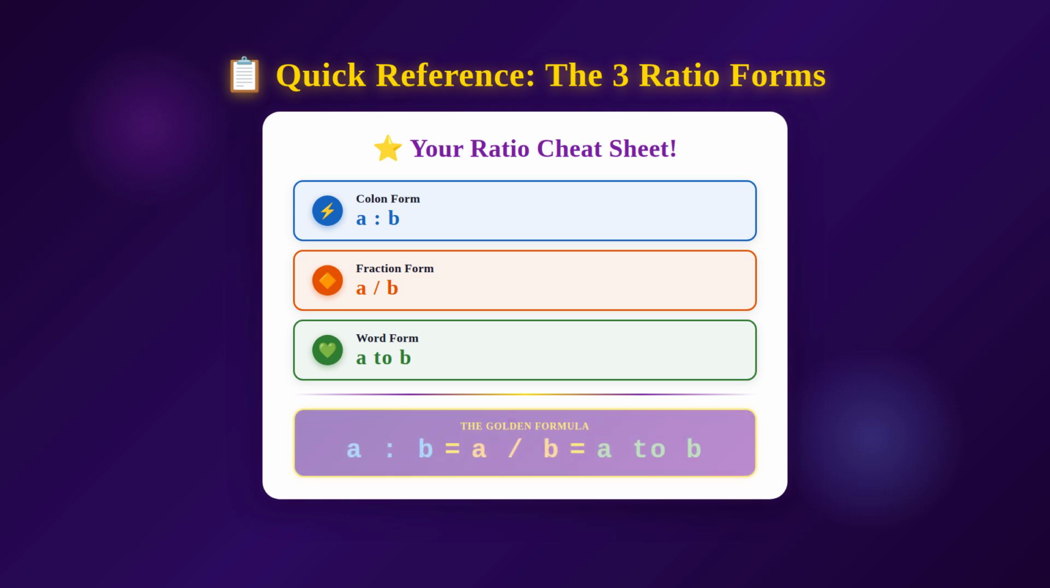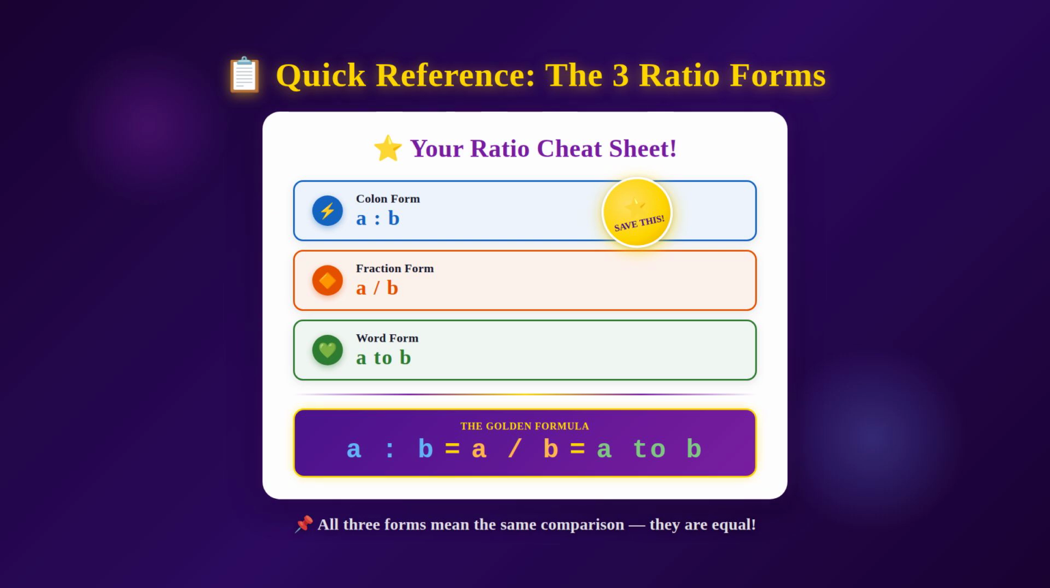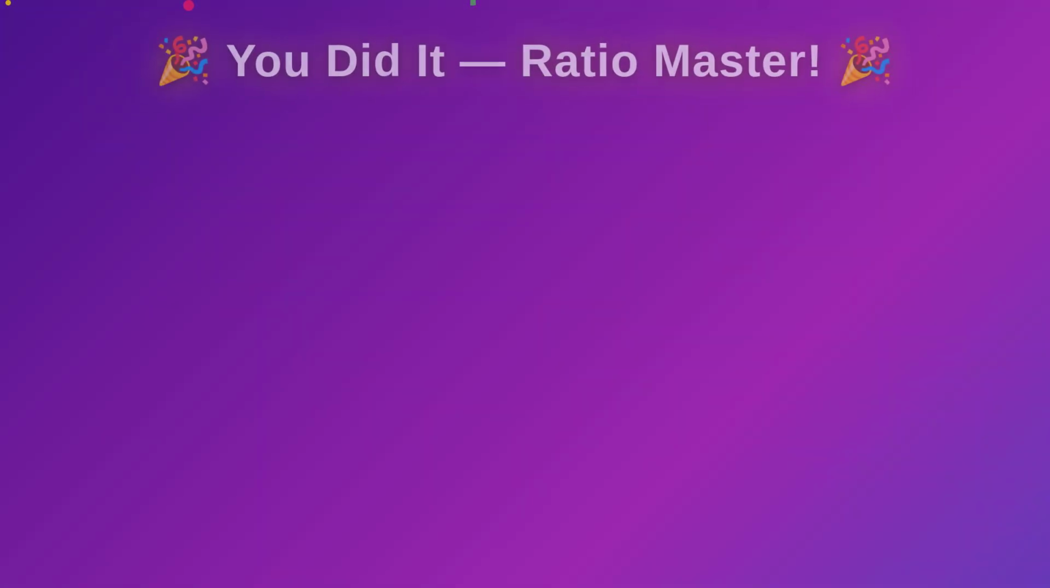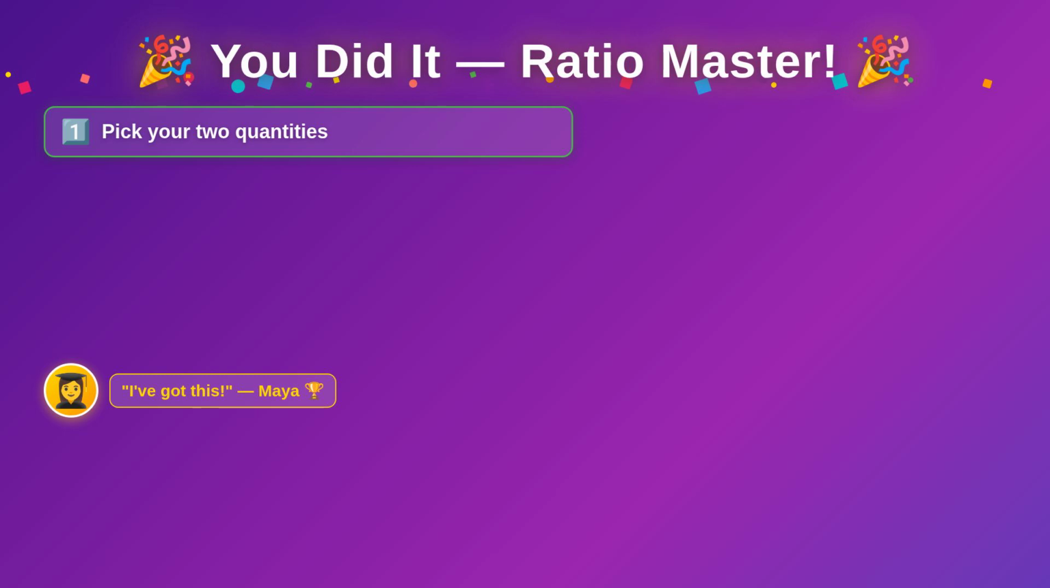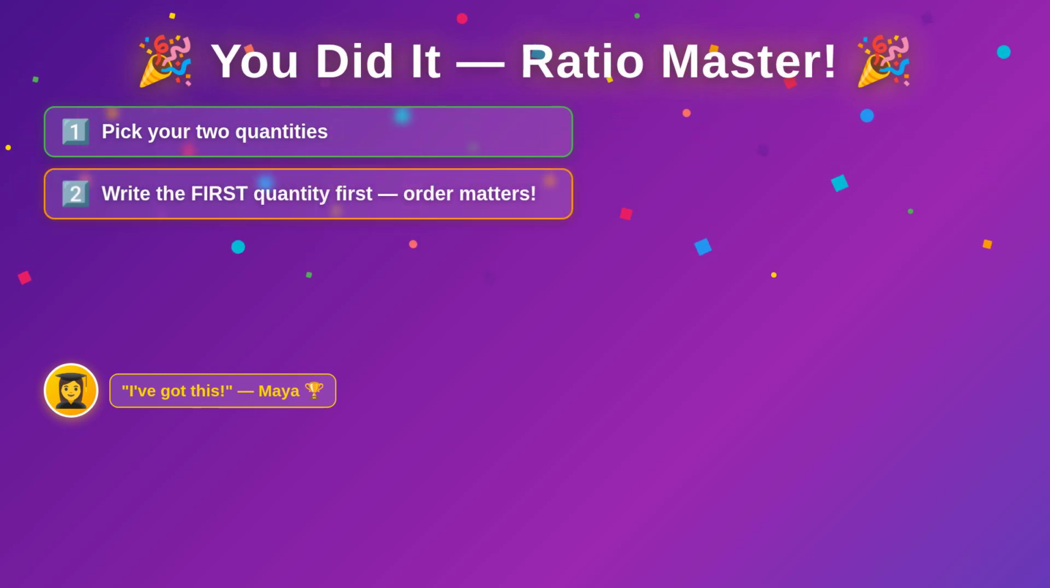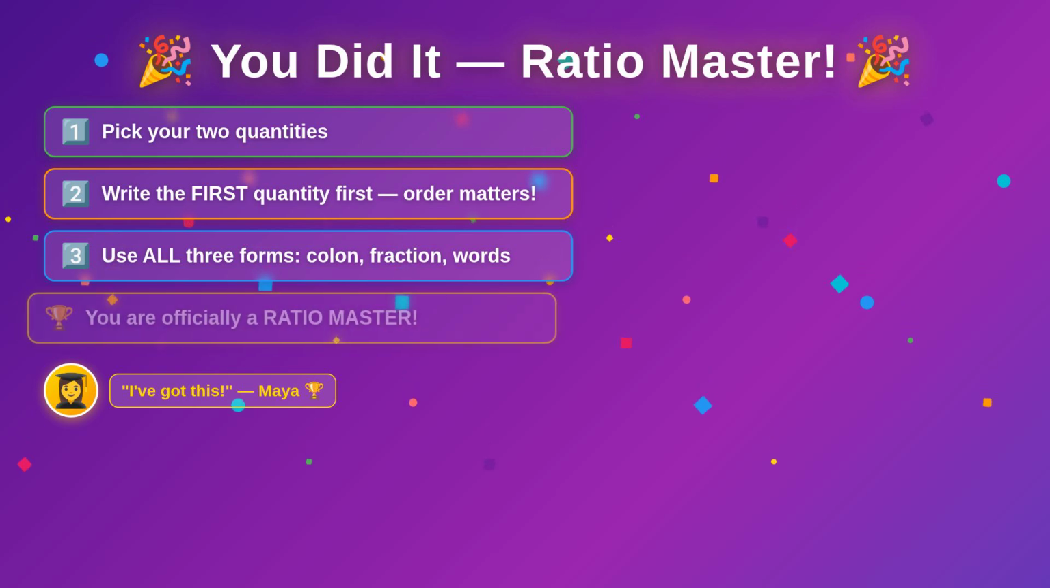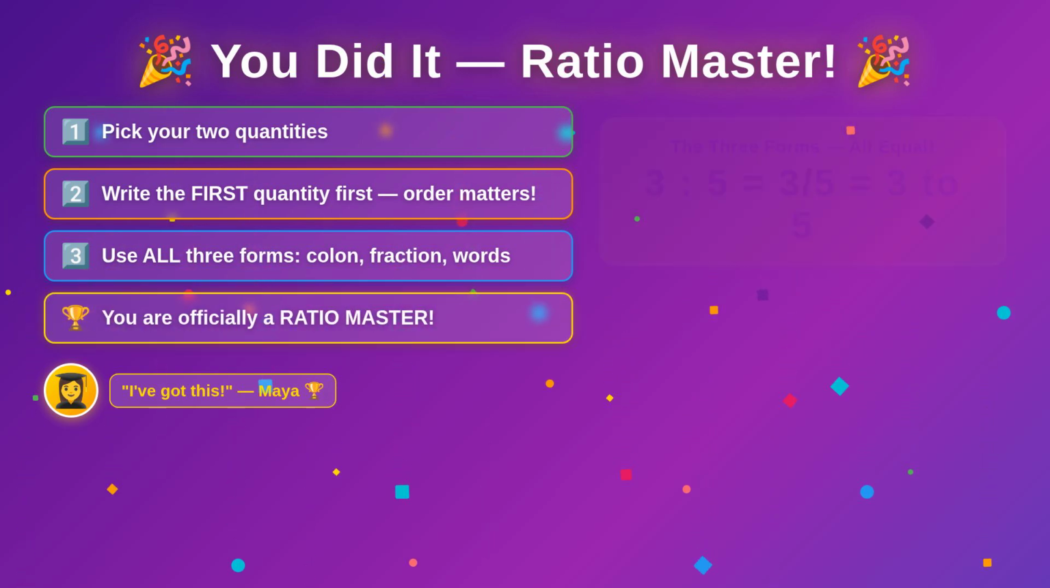Let's lock in your cheat sheet. Every ratio has 3 forms. Colon form, write first, colon, second. Fraction form, write first over second. Word form, say first to second. All 3 are equal. They mean the same comparison. The golden formula is a colon b equals a over b equals a to b. Screenshot this slide or write it in your notes right now. Seriously, this little formula is your key to acing any ratio question. Maya has it taped to her locker. Maybe you should too.